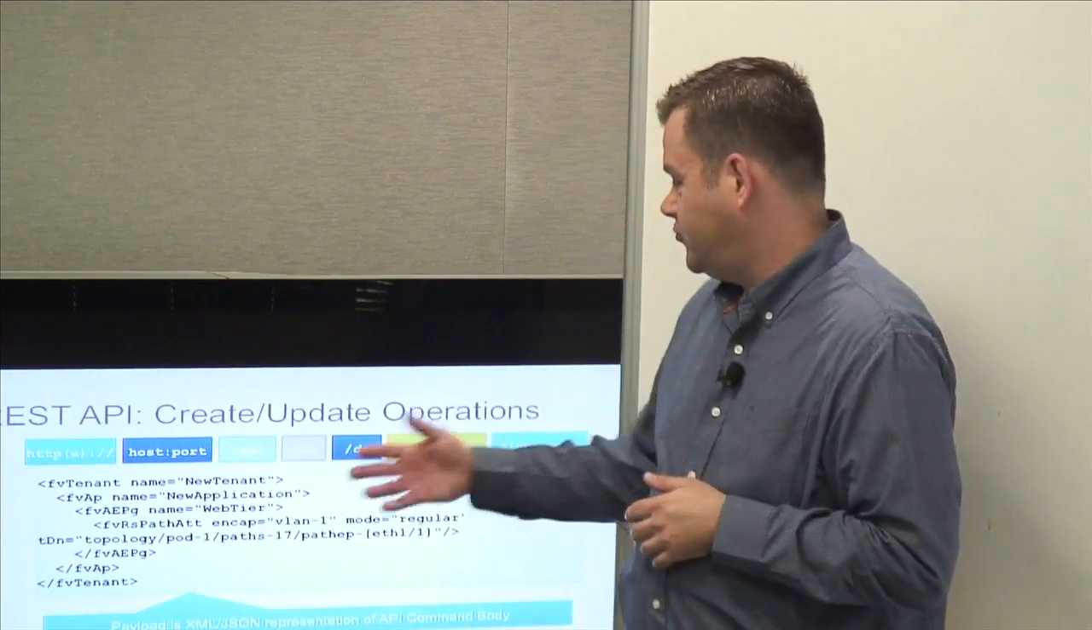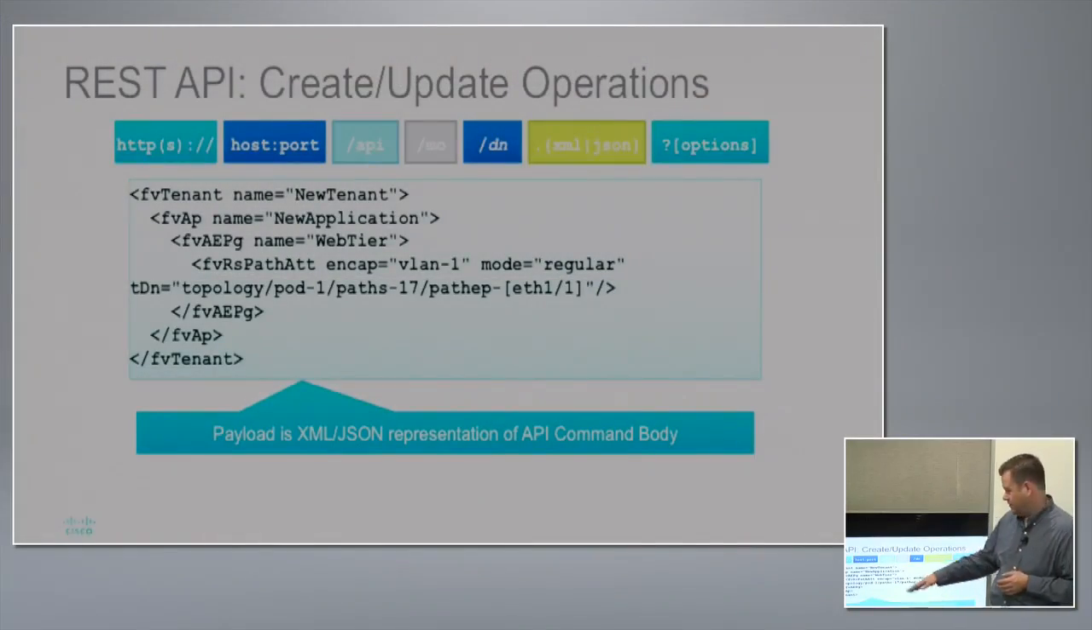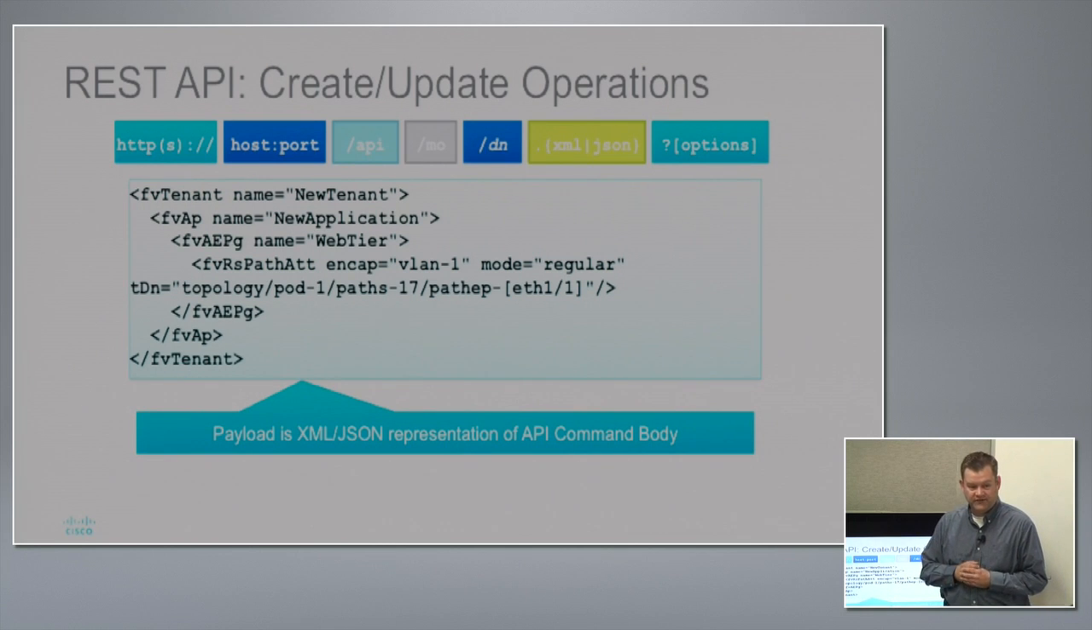So in order to create, you would post configuration. Here we're showing XML being posted to a particular DN. So we're creating, essentially here, attaching an EPG to an interface. Within a tenant, we have an application, we have an endpoint group, and it has a relationship to a particular interface, and the encapsulation is a VLAN. We're using VLAN 1 as the encap in this case. So this is how you would define it going to the raw REST API.